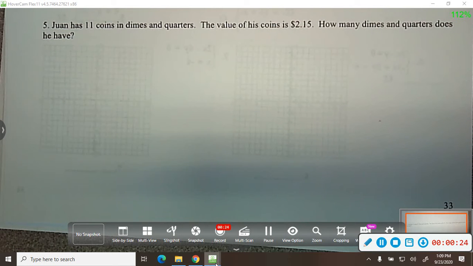The first thing I notice is he has 15 cents. So he must have at least 1 quarter. That's the only way you could get the 5 on the end, because dimes are 0.1, right?